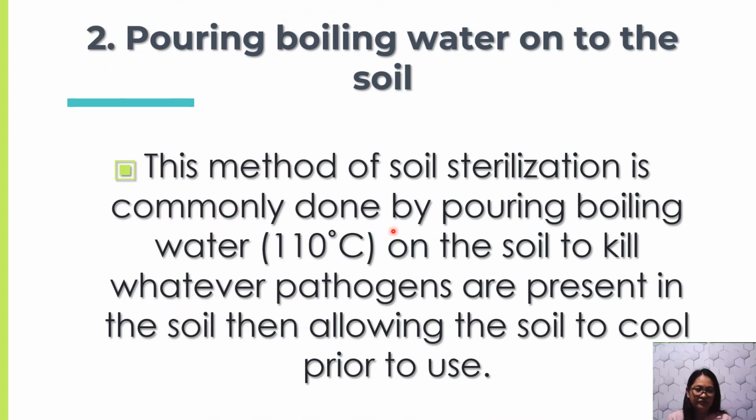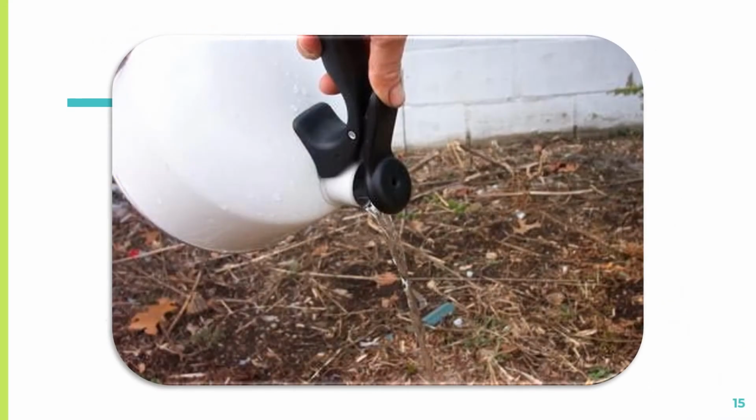Next, number 2, pouring boiling water onto the soil. This method of soil sterilization is commonly done by pouring boiling water, which is 110 degrees Celsius, on the soil to kill whatever pathogens are present in the soil, then allowing the soil to cool prior to use. This is the illustration of number 2 practices, which is pouring boiling water onto the soil.